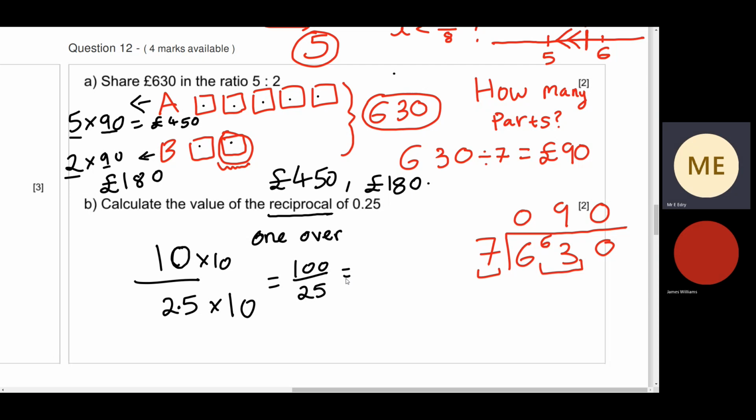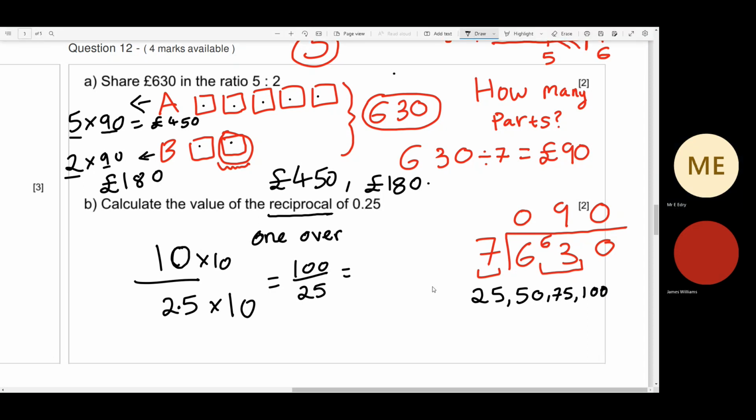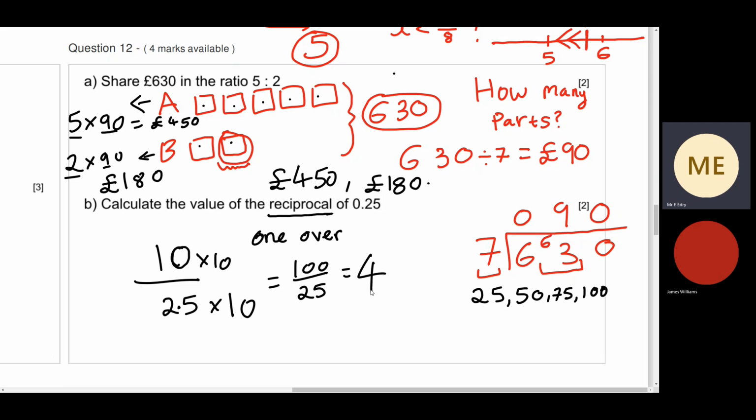And then to see what my answer is going to be, I need to do 25 into 100. So 25 goes into 100, let's see how many times. 25, 50, 75, 100. So it goes into it 4 times. So my answer there is just 4.